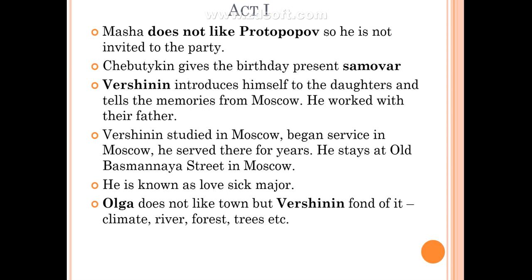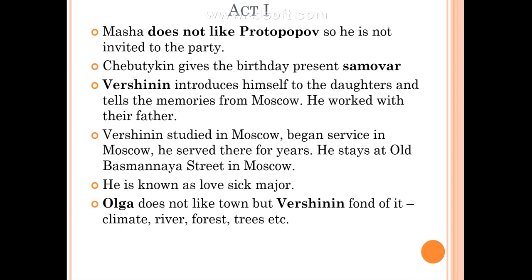Now, both have different attitudes or different approaches towards life. Olga has a feeling in her mind that this place is dirty, or this place is not good to live, or not worth living. And Vorshinin is looking for joy in that place. Vorshinin says that this is a beautiful place. The climate is good. There are the rivers. There is the forest. There are the trees. So we can enjoy these things. We can enjoy life.